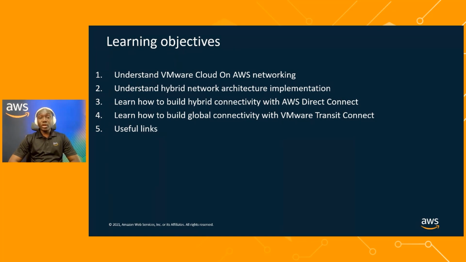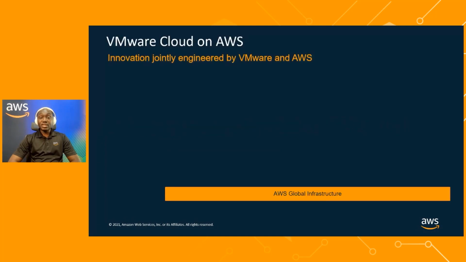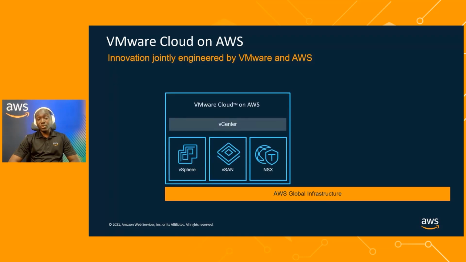Let us have a quick recap about what VMware Cloud on AWS is before we even go ahead and talk about how we do networking on top of it. So what is it? What is VMware Cloud on AWS? As its name suggests, this service is a service that was jointly engineered by VMware and AWS to allow customers who run VMware on premises today to run their vSphere workloads on the global AWS infrastructure.